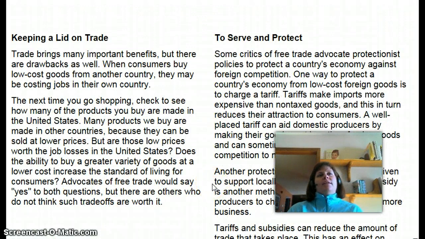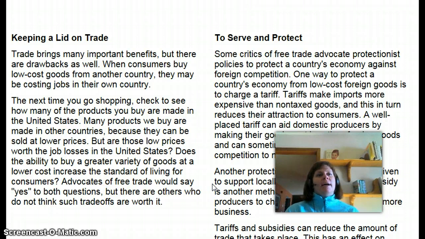Keeping a lid on trade. Trade brings many important benefits, but there are drawbacks as well. When consumers buy low-cost goods from another country, they may be costing jobs in their own country. The next time you go shopping, check to see how many of the products you buy are made in the United States. Many products we buy are made in other countries because they can be sold at lower prices. But are those low prices worth the job losses in the United States?